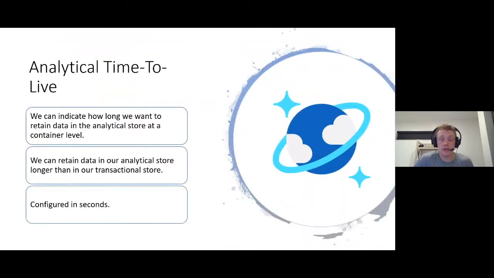And with this is a new concept called the analytical time to live. Now, for some of those in the audience who may be familiar with Cosmos DB, you may know of this idea of time to live configuration setting, which you can set on an item or container basis for our transactional data. Essentially, we're saying how long we want that particular piece of data to live within our transactional store in seconds. And now this option is also available for our data sitting in the analytical store.